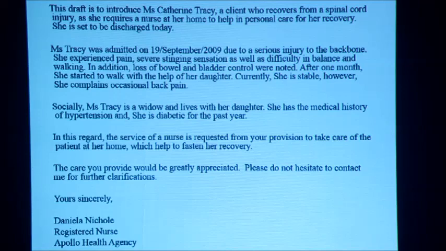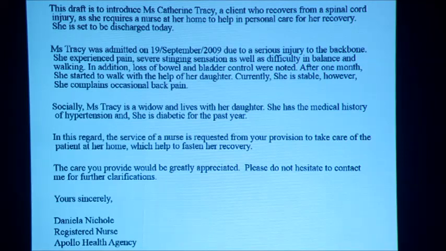After 1 month, she started to walk with the help of her daughter. Currently, she is stable. However, she complains of occasional back pain. So this paragraph clearly gives an idea of when she was admitted, with what symptoms she came to the hospital, and what it was diagnosed as. It was diagnosed as a backbone injury, and there are some associated problems like loss of movement, and loss of bowel and bladder control. The prognosis has been explained, like after a month she started to walk with the help of her daughter. And the current situation, the answer to the last fifth question: she is stable, but occasionally complains of back pain.